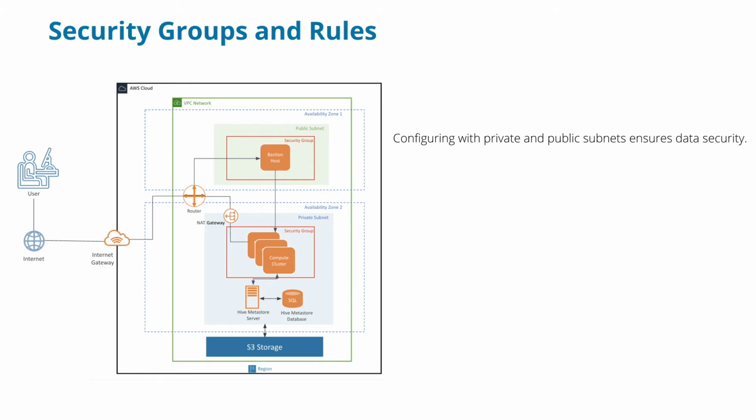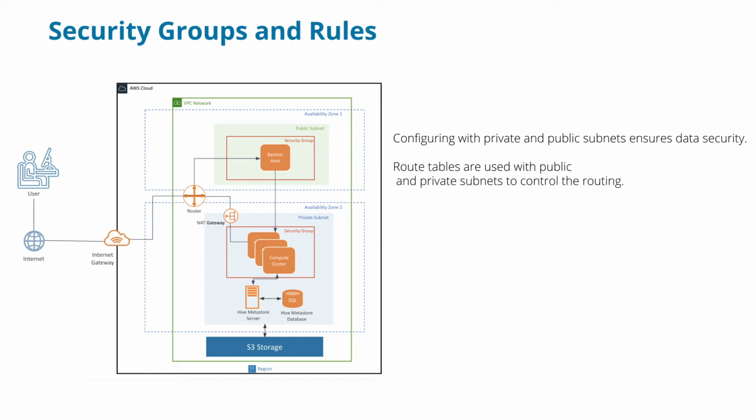Configuring clusters in an AWS VPC with private and public subnets ensures data security on the QDS platform. You can use IPv4 and IPv6 to securely and easily access resources and applications.